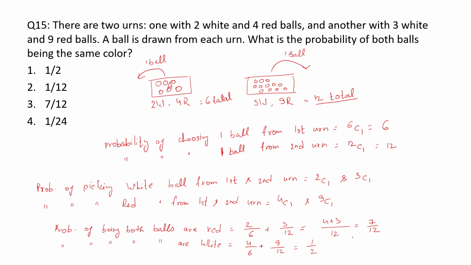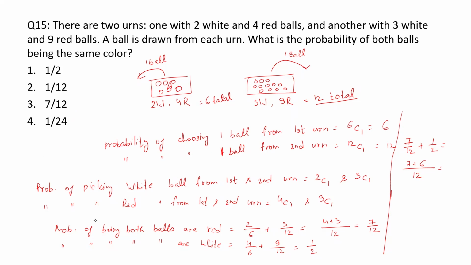Now the total probability, what is the probability of both balls being the same color? So it is 7 upon 12 plus 1 upon 2. So LCM will be 12, 7 plus 6. So actually we can do one thing here. So here I made a mistake.